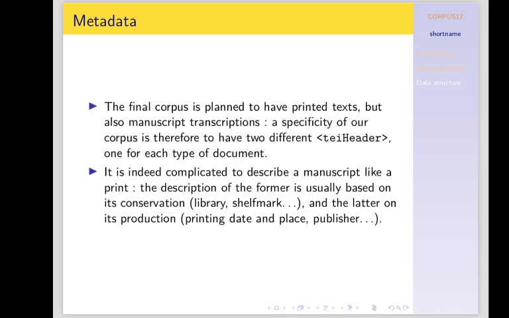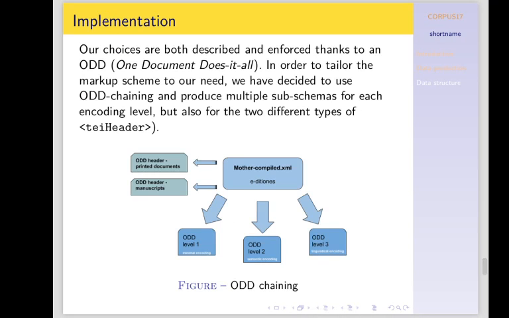A manuscript is unique, so it's described based on the conservation, in which library, which shelf mark, etc. And the book is printed, so it is identified and described by the printing date, the printing place, the publisher, etc. So if we have two different kinds of information, we need two different TEI headers. So what we have actually done is try to do ODD chaining.